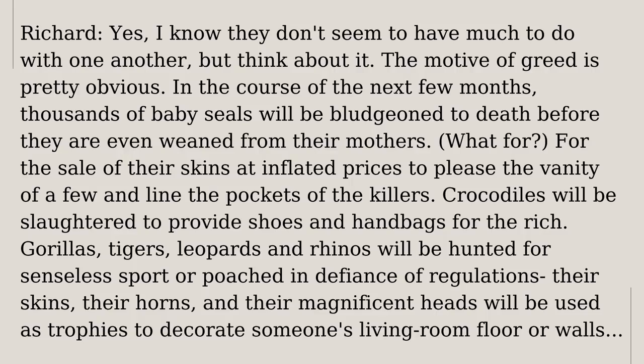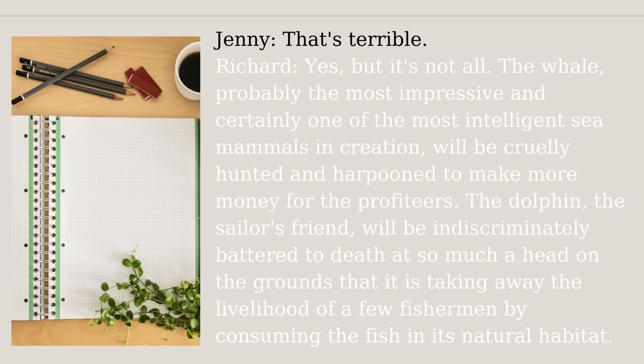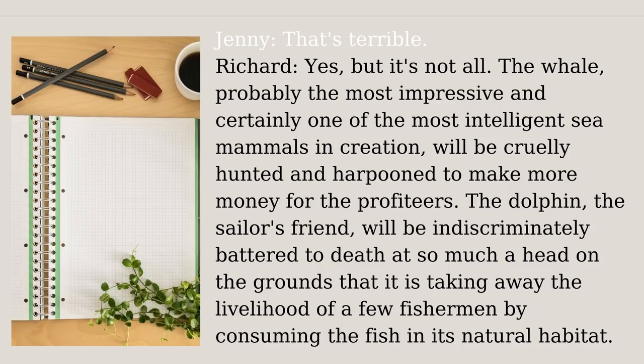Gorillas, tigers, leopards and rhinos will be hunted for senseless sport or poached in defiance of regulations. Their skins, their horns, and their magnificent heads will be used as trophies to decorate someone's living room floor or walls. That's terrible. Yes, but it's not all. The whale, probably the most impressive and certainly one of the most intelligent sea mammals in creation, will be cruelly hunted and harpooned to make more money for the profiteers. The dolphin, the sailor's friend, will be indiscriminately battered to death at so much a head on the grounds that it is taking away the livelihood of a few fishermen by consuming the fish in its natural habitat.